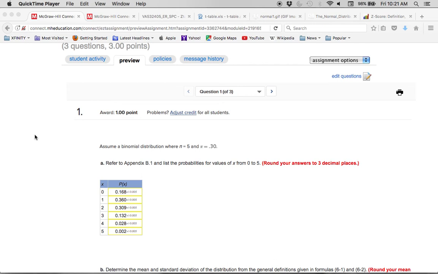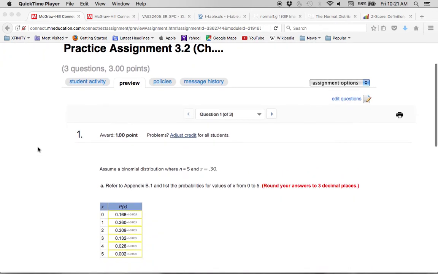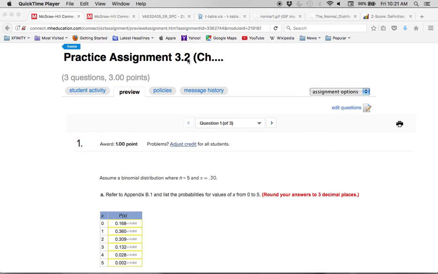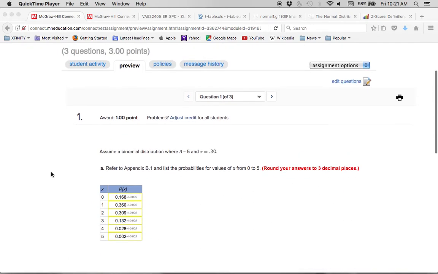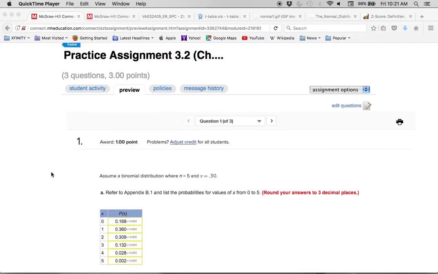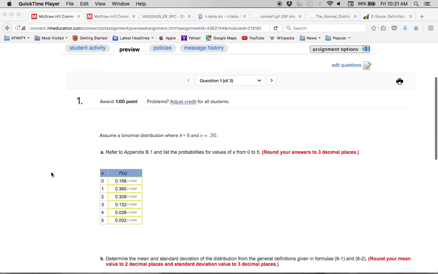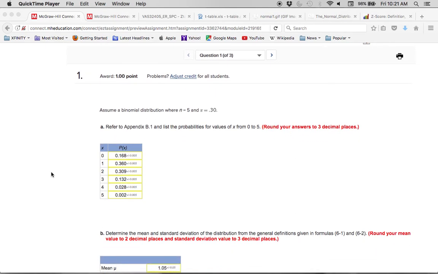Okay, so let's do some practice problems from the practice assignments. Chapter 3, Section 2, the binomial distribution, and later I'll do Section 3, the normal distribution. So right now, we'll just go through these 3 practice problems. I know you've already done the assignment, but some of you seem to have struggled, some haven't started it yet.